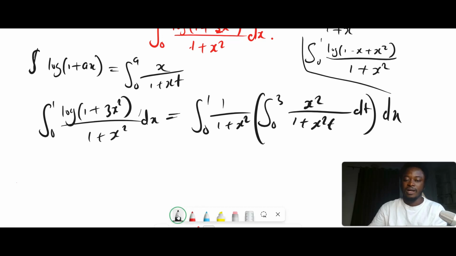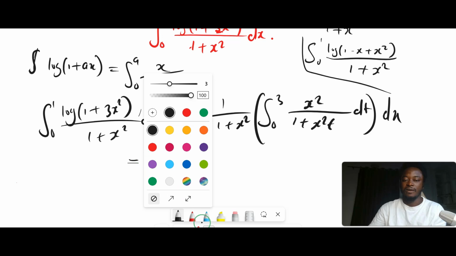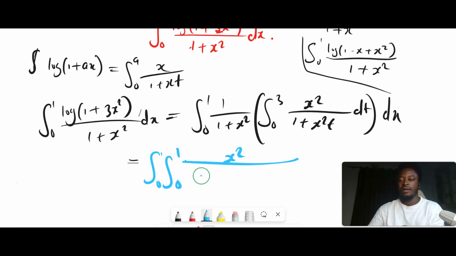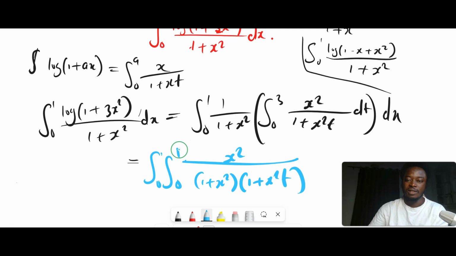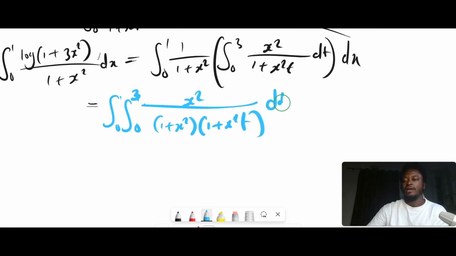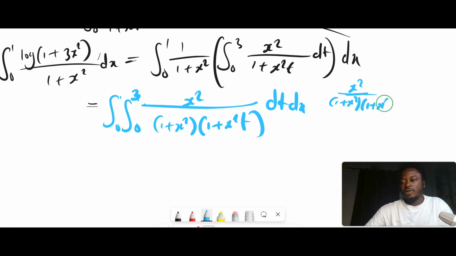Now we have this equal to the integral from 0 to 1 times the integral from 0 to 3 of x squared divided by 1 plus x squared and 1 plus x squared t, dt dx. Now what next? What we need to do now is to put everything in partial fractions. I've already done this, so no need for you to worry yourself.